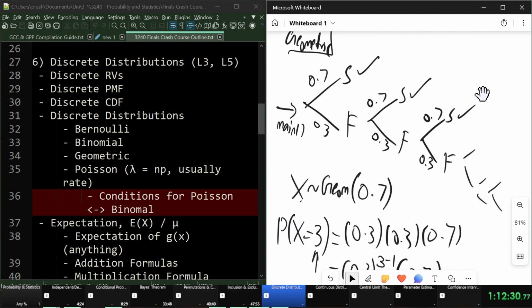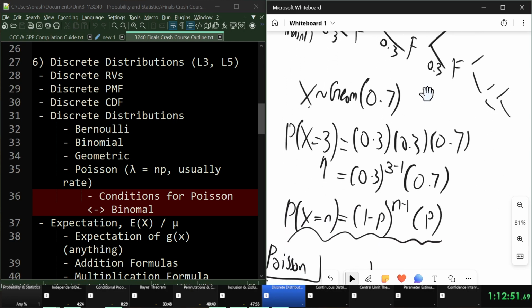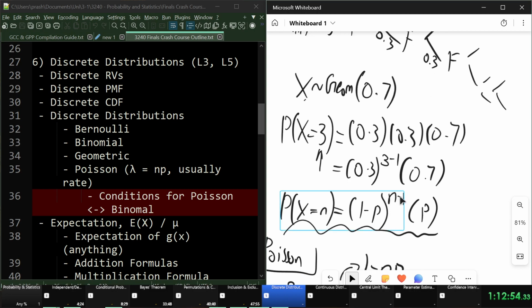Next is geometric, which is try, and you keep failing, but at the very end you succeed, and once you succeed, you stop. Which is why I find that this diagram helps a bunch, with success on the top and failure at the bottom. So once you've hit a success, you've succeeded already, so you can stop. And the formula for this is n minus 1, because if you took 3 tries to succeed, that means your first 2 tries failed. So it's 1 minus p to the power of the number of times you failed, and finally times p because you succeeded at the very end.